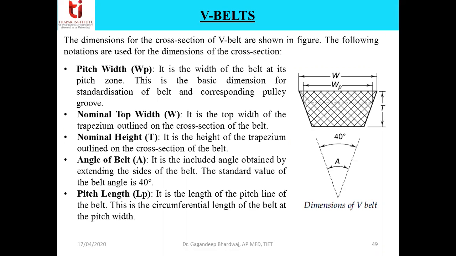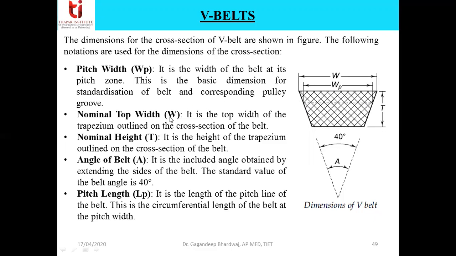In belt drives, two types of belts are used: flat belt and V belt. So far, we have discussed the flat belt. Now there are basic terminology and basic notations that are used for the dimensions of the cross section. Pitch width is WP, as shown; it is the width of the belt at its pitch zone. This is the basic dimension for standardization of the belt.